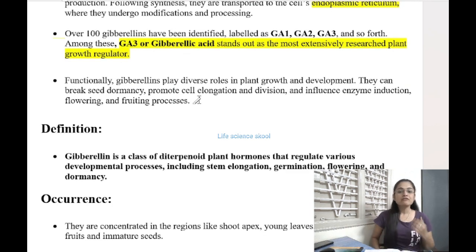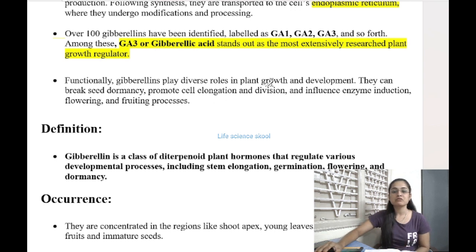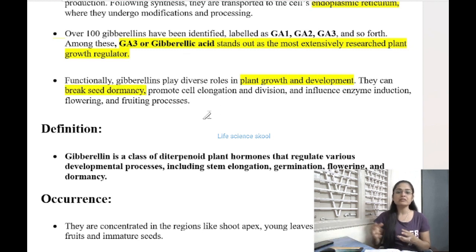Moving on to the next point, functionally gibberellins play a very diverse role in plant growth and development. That's why these are plant growth promoters. They help in plant growth and development. What are the functions here? Gibberellins can break seed dormancy. What is seed dormancy? Seed dormancy means an inactive state. The seed stays in an inactive state, but gibberellin breaks that seed dormancy, which means it makes the seed germinate and become active.